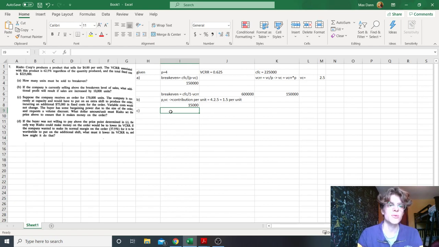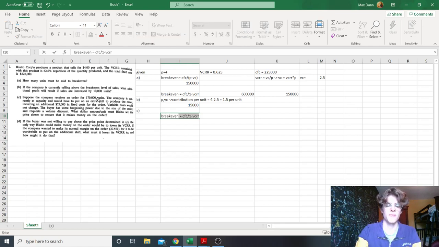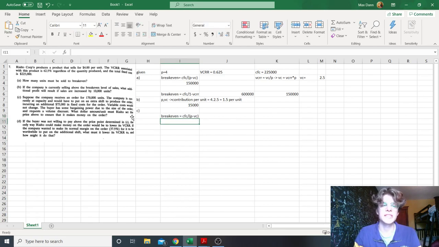So we want to break even on these 170,000 units. So which break even formula are we going to use? The one that gives it to us in units. Equals CFC divided by price minus variable costs, right? And this makes sense too because we were solving this question for price. We don't know what we want the price to be. What we do know is the other things.